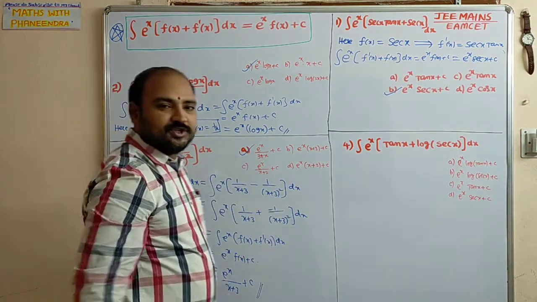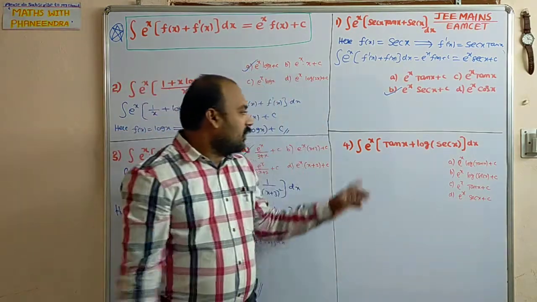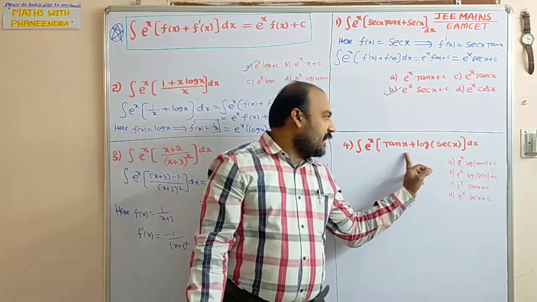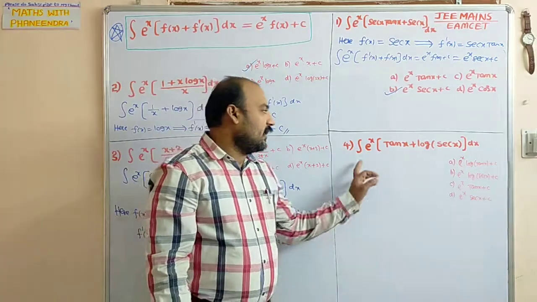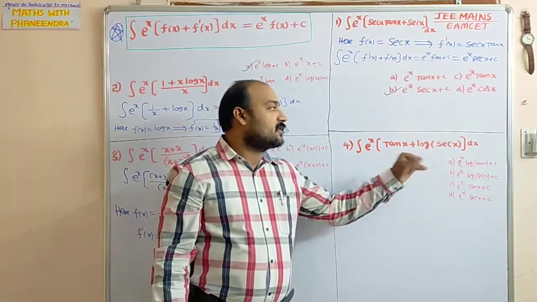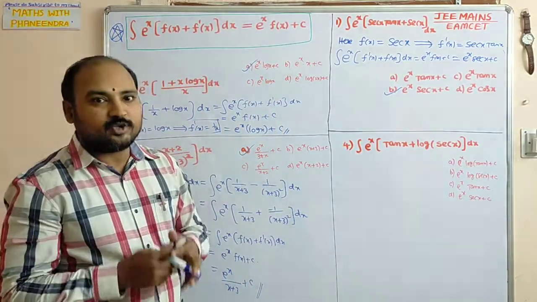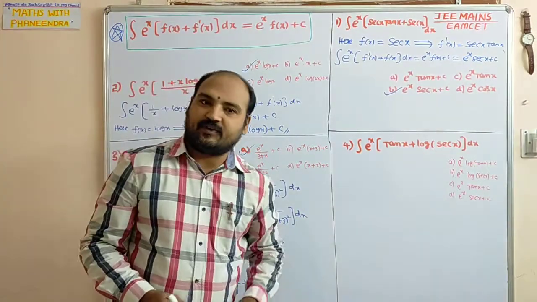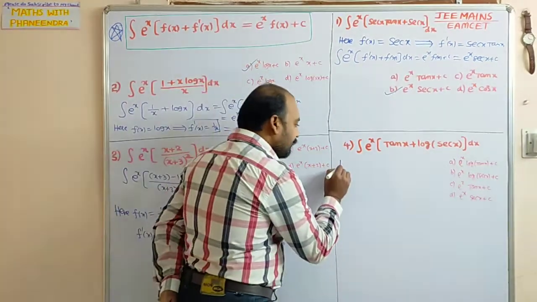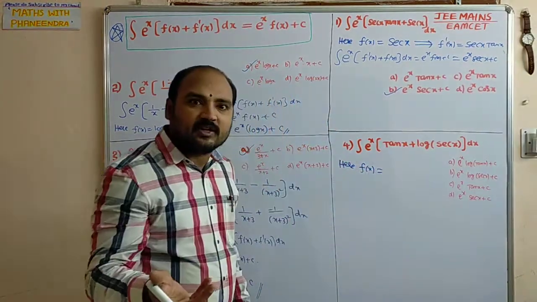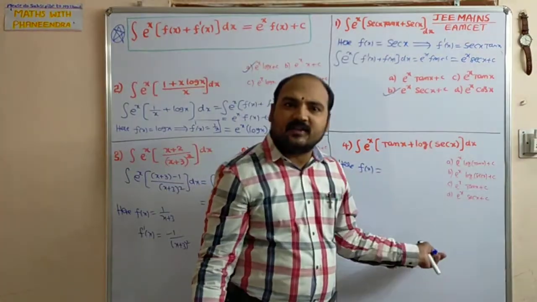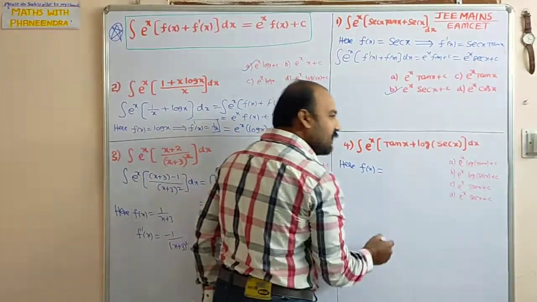We'll move to the fourth question. Integral e power x into tan x plus log of secant x into dx. Here, first you recognize what is f of x, what is f dash of x. So here, if you take tan x, the derivative is what? Secant square x. But secant square x is not there in this. So obviously what function will be f of x?